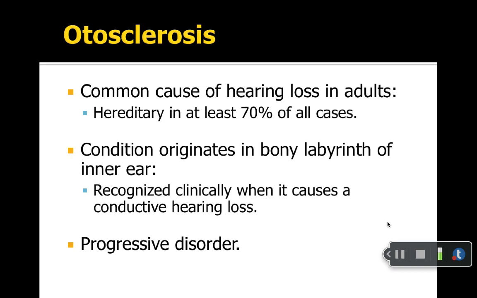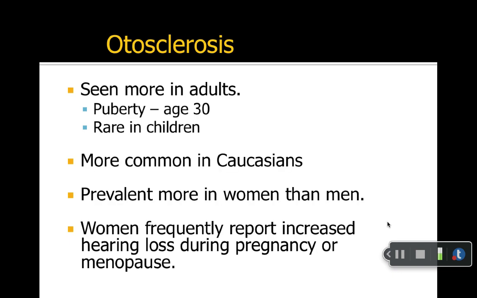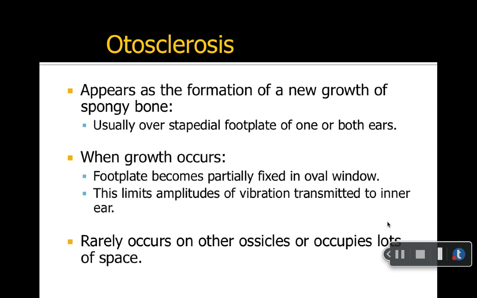Moving past infections of the middle ear, we have a disorder called otosclerosis. This is a hereditary disorder that affects mostly women. It's a progressive disorder, and it's a conductive hearing loss in the bones of the middle ear space. So it's seen more in adults, rarer in children, more common in Caucasians, more prevalent in women than men, and it's more prevalent in women during pregnancy or menopause when they have hormonal changes.